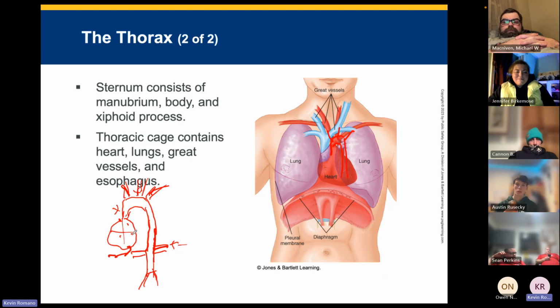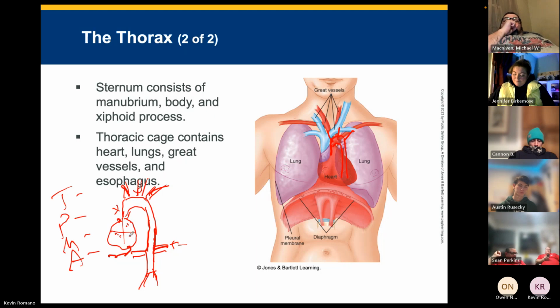All right. So we have the heart: right atrium, right ventricle, left atrium, left ventricle. Inside there are four valves. So TPMA. I always tell people it's called "toilet paper my ass." Way to remember it. Tricuspid, pulmonic, mitral, aortic. Those are the four valves in order.